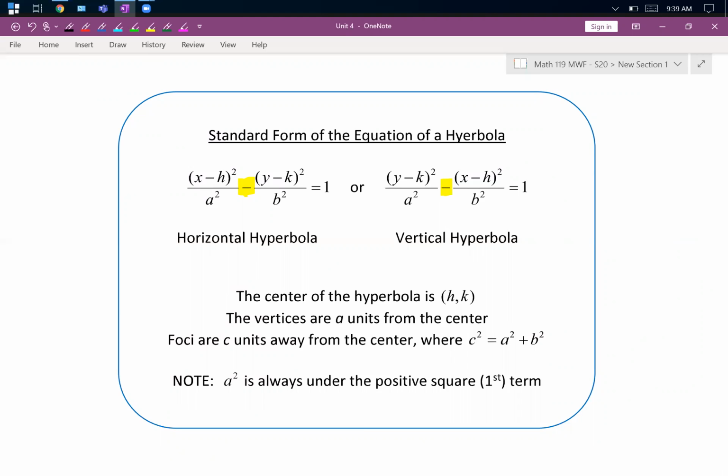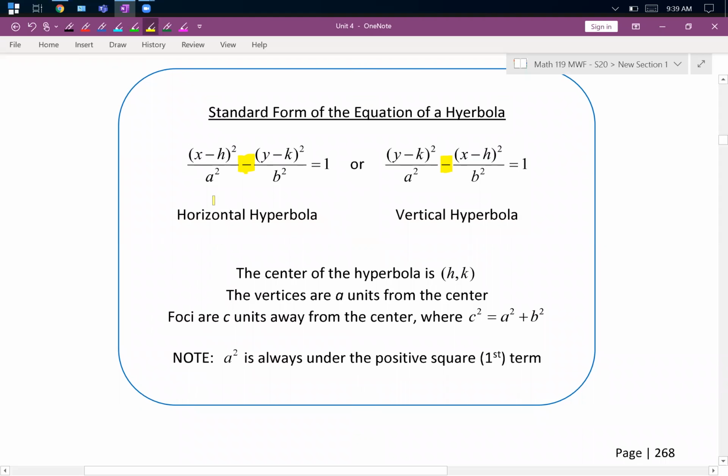But here, a squared is always under the first term. So whichever variable is first, x or y, tells us the direction that the hyperbola is going to open. If the x is first and has the plus in front of it, it's going to be a horizontal hyperbola, meaning that it's going to open side to side. But if the y is first, then we're going to have a vertical hyperbola, and it's going to open up and down.